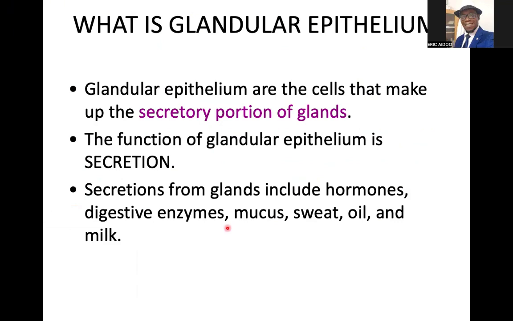So what is a glandular epithelium? Glandular epithelium are the cells that make up the secretory portions of the gland. As we will see very soon, the gland is made up of a duct and then a secretory unit, also called a secretory portion. The function of the glandular epithelium is secretion, as we have outlined already. Secretions from glands may include hormones, digestive enzymes, mucus, sweat, oil, and milk from the breast. All these are examples of secretion.